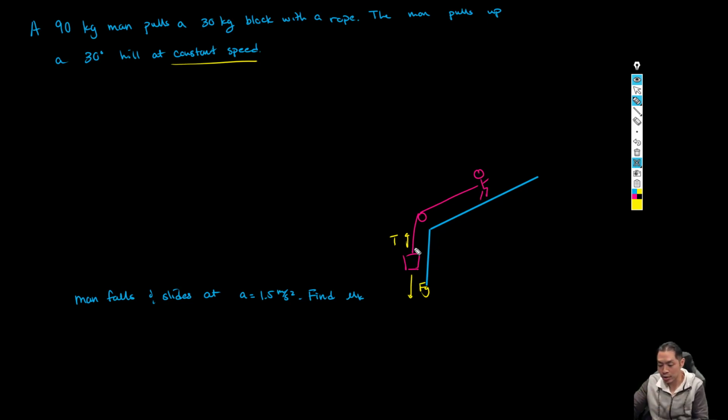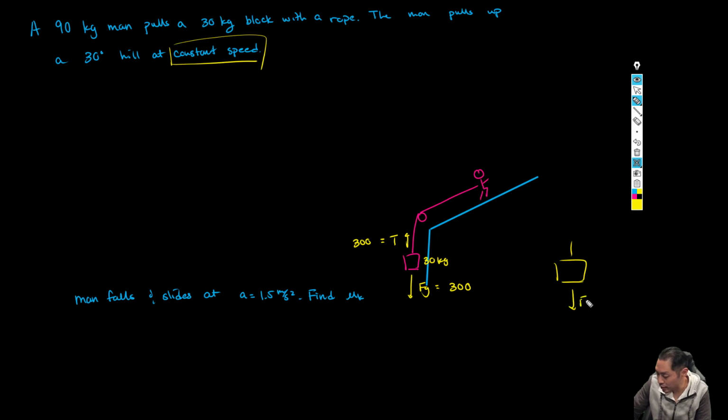We know that this block has a mass of 30 kilograms, and just like that, I already know what Fg is, which is 30 times 10, 300. And because I know it's at a constant speed, I know this tension is also 300. Just because, remember, if I'm just focusing on the block itself, it has force of gravity, it has force of tension.